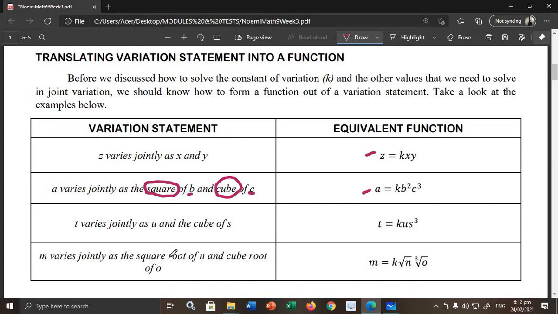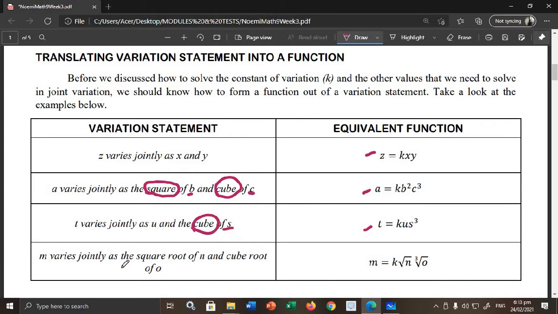And then the third one, t varies jointly as u and the cube of s. So if you write that into a function, it will become t is equal to k. Again, we have k, don't forget. K, u, and then s cubed. Kasi sabi doon, cube of s.